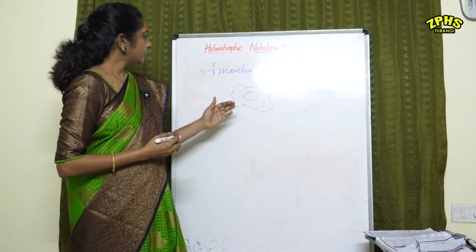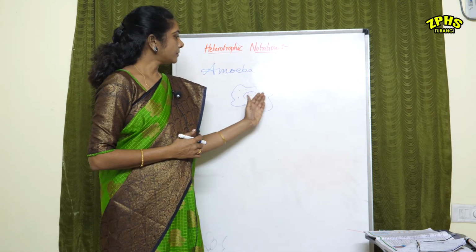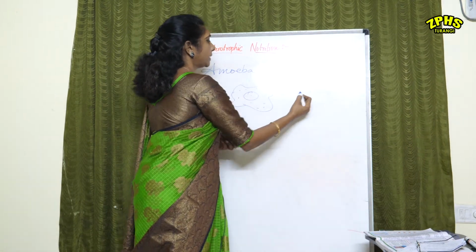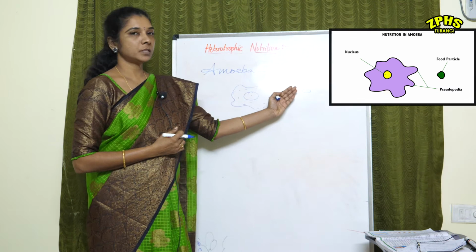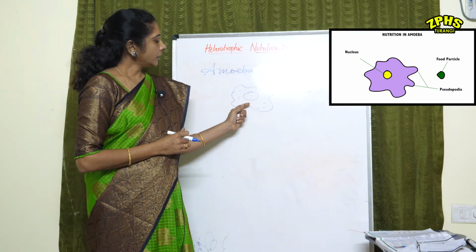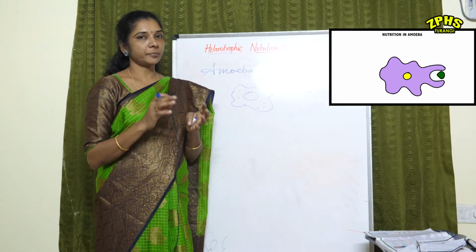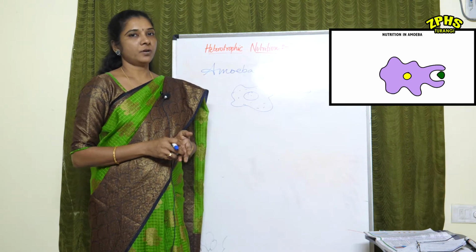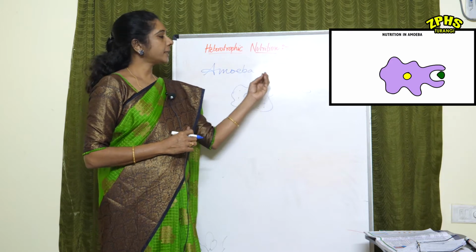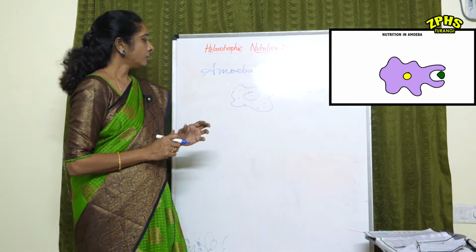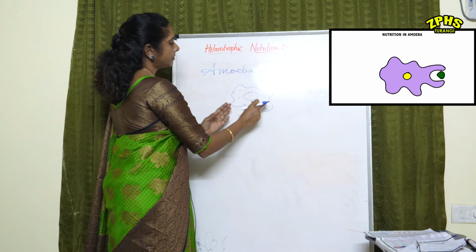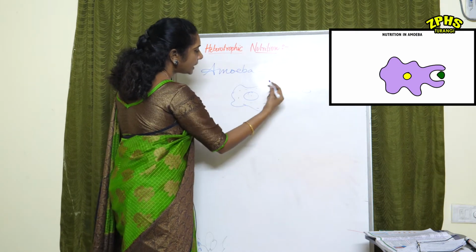Suppose it wants to go towards the food material. If it observes a food particle here, it wants to move towards the food, so it forms legs in that direction. There will not be any permanent legs. They form legs in whichever direction they want to go. Based on the cytoplasm, they form finger-like structures.